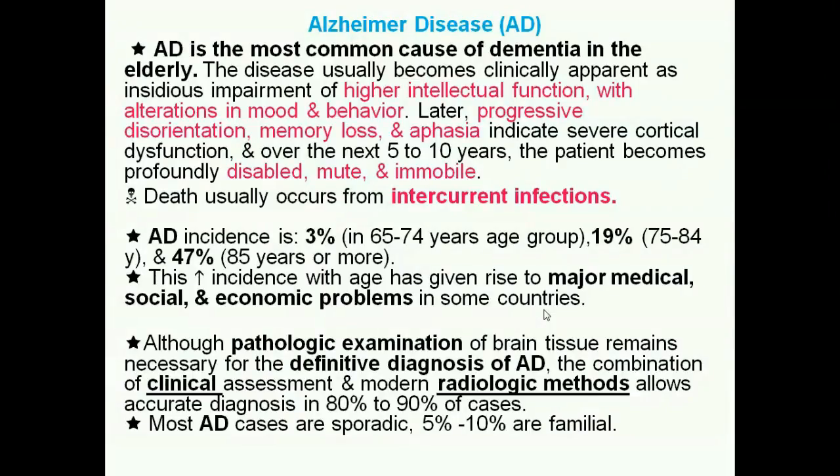Now, although pathologic examination of the brain tissue remains necessary for the definitive diagnosis of Alzheimer's, just imagine if someone wants just a diagnosis, they have to go through the whole brain tissue to have a definitive diagnosis. But this is of course not the case, because it would be costly, and it would be very dangerous for the patient if the surgeon was not good enough. So it is replaced by a combination of clinical assessment and radiologic methods like MRI or CT scans. This allows accurate diagnosis in 80 to 90% of the cases, so there is no need to do a pathologic examination involving the brain tissue.